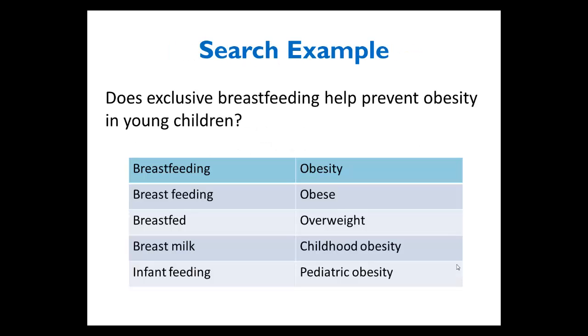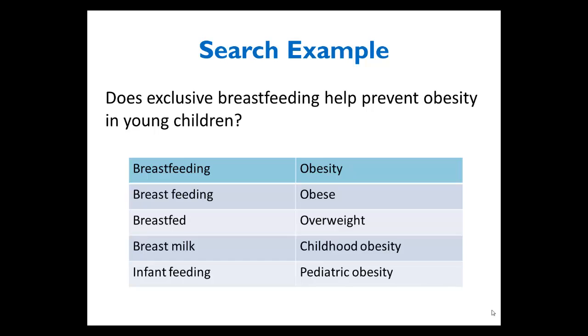The search example I'll be using today is, does exclusive breastfeeding help prevent obesity in young children? So to demonstrate what I mentioned on the previous page, breastfeeding and obesity are the most important concepts in this search. In addition to those terms, we will want to include some alternate terminology in our search to expand the search and make it broader.